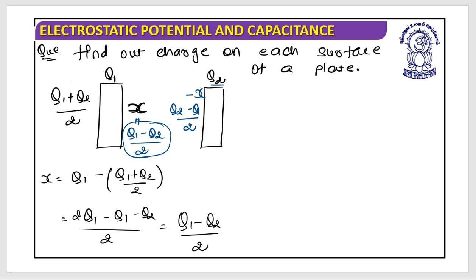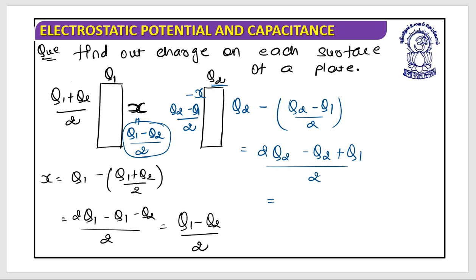So on this side what it would be, let's say, (q2 minus q1) divided by 2. So if I write this, it is (2q2 minus q2 plus q1) divided by 2, and that would be equal to (q1 plus q2) by 2. Yes, this is always the case that charge on this side and charge on this side would always be equal. I hope you remember this.